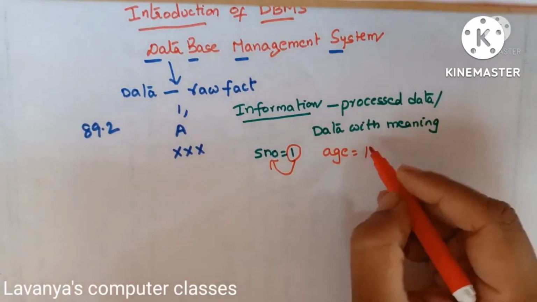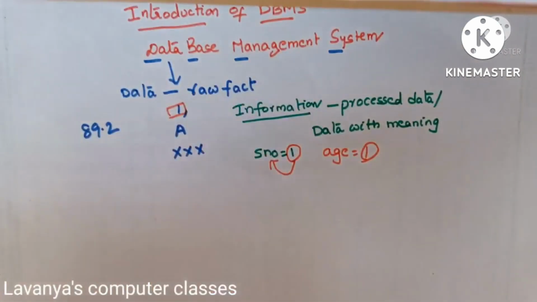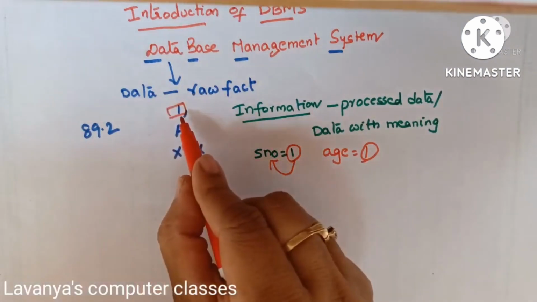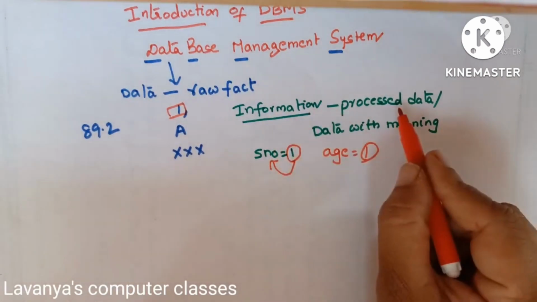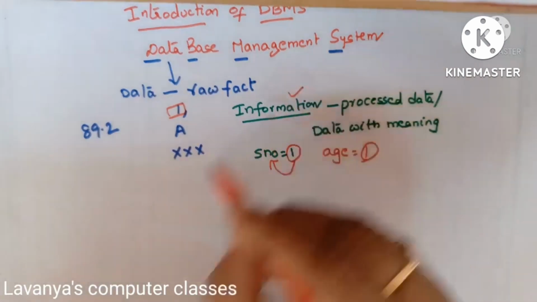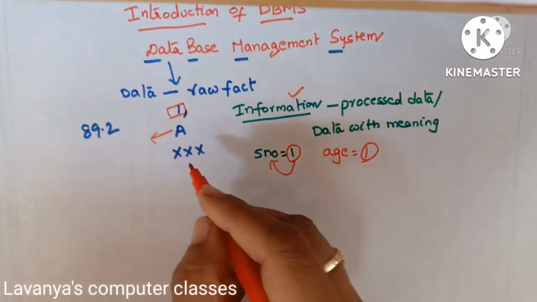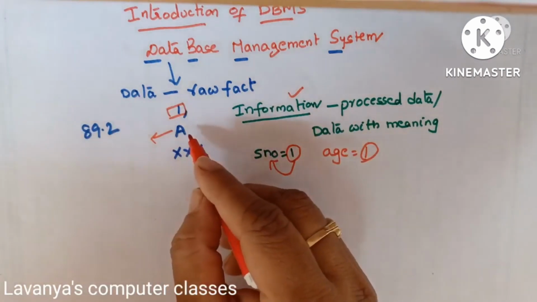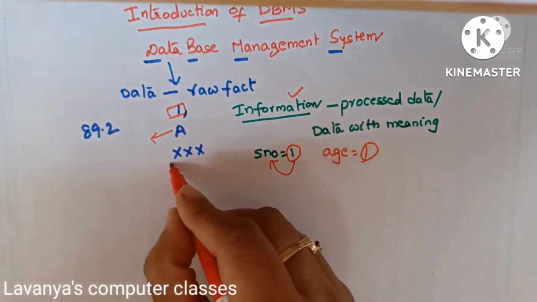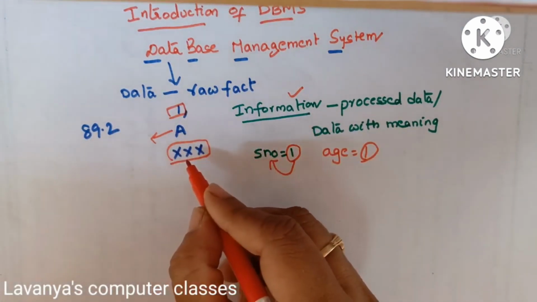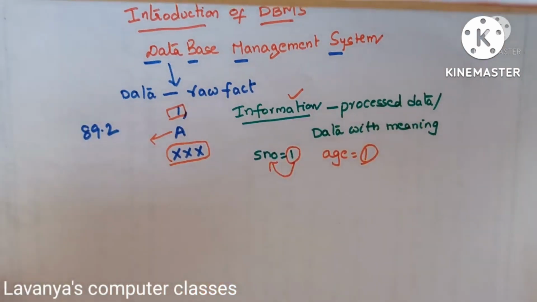That means, if there is a small kid, what is the age of that small kid? That is the 1. So here, 1, just one value, is known as data. But what is the purpose of 1? 1 indicates either serial number or age, so some meaning is there. That is called processed data. That is called information. Here, what is A? A is a grade or A is a section. If we specify this is the section of one class, section A, that is called information. Triple X, what is the triple X? Any soap name or any name, whatever it is. So anything processed, data with meaning, is known as information.